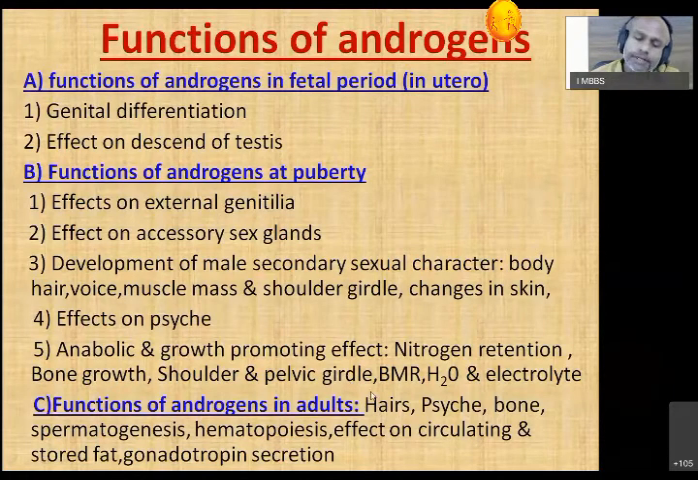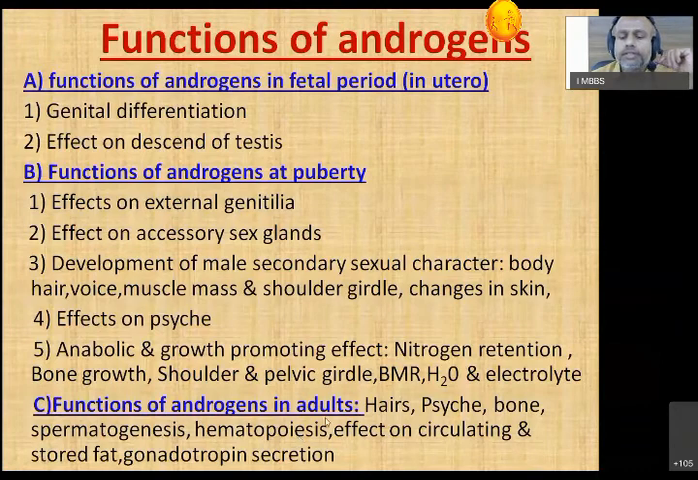Pelvic girdle, it is funnel shaped in males. There is a change in the pelvis in males and females by the testosterone hormone. BMR is more because of more muscle mass. There is water and electrolyte retention in the male's body, because it is a steroid. It helps in the retention of electrolytes.